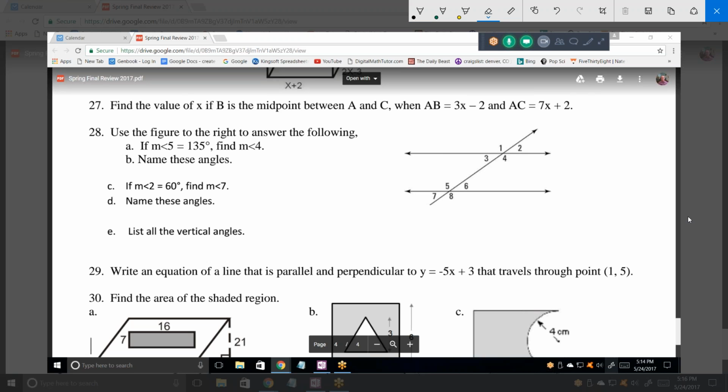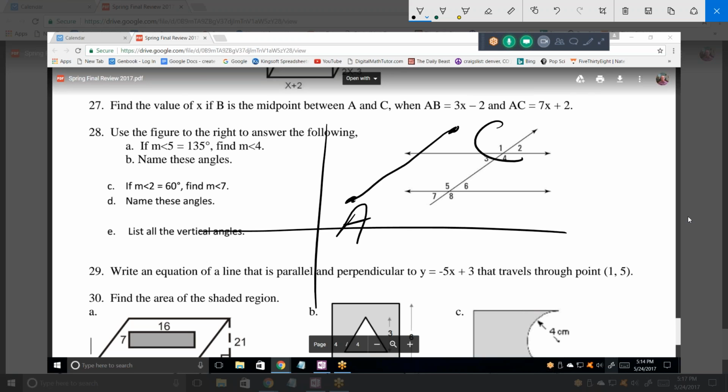If B is the midpoint, I still need to draw a picture here. They're saying we have a line AC. Okay? And B is the midpoint. And they tell us that AB is 3x minus 2 and AC is 7x plus 2. Now in this case I can solve for x.